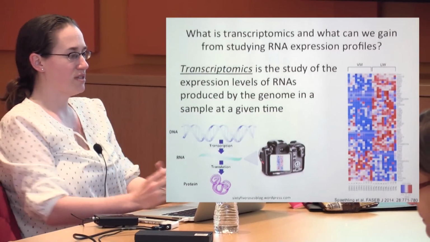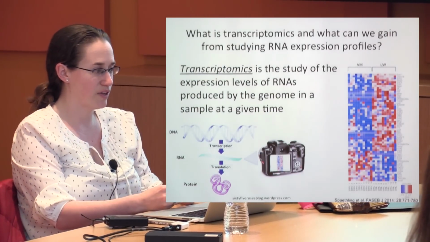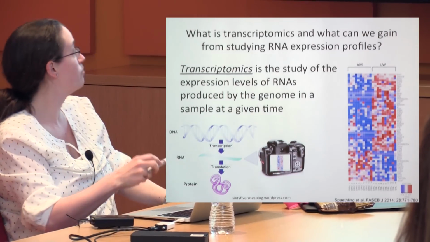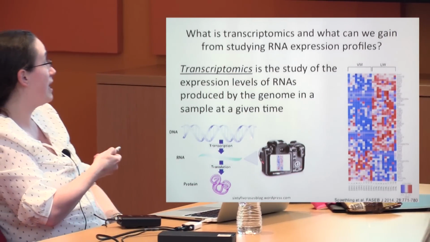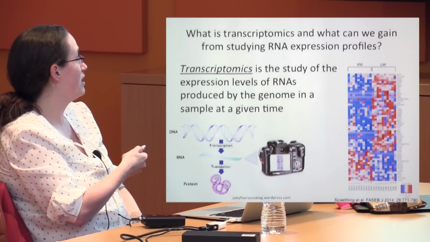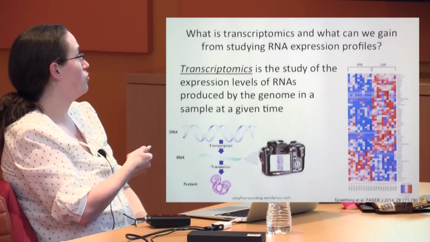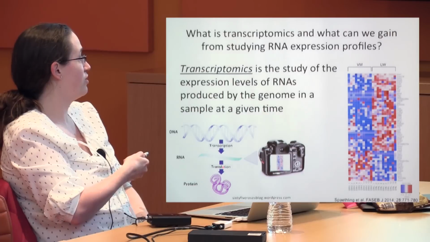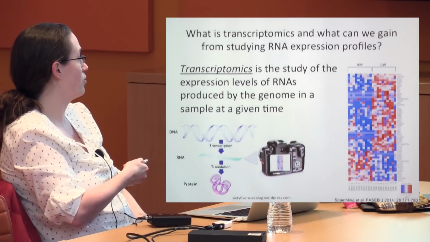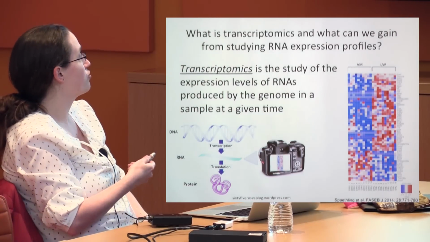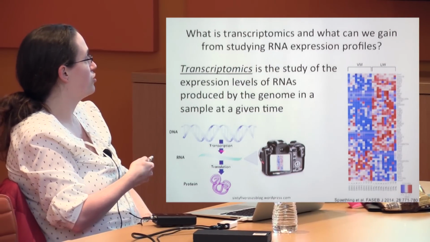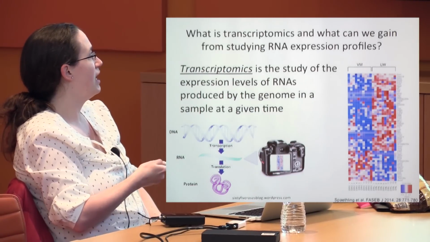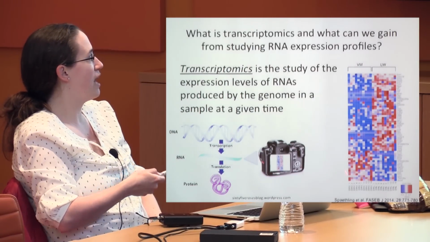So transcriptomics is the study of expression levels of RNAs produced by the genome in a sample at a given time. So DNA, a segment of DNA through transcription will lead to a bunch of copies of an RNA, and then that single RNA through translation will lead to many copies of the corresponding protein. And transcriptomics is just focused on this one part, the RNA, where you're taking a snapshot, and this is sort of the output of it.